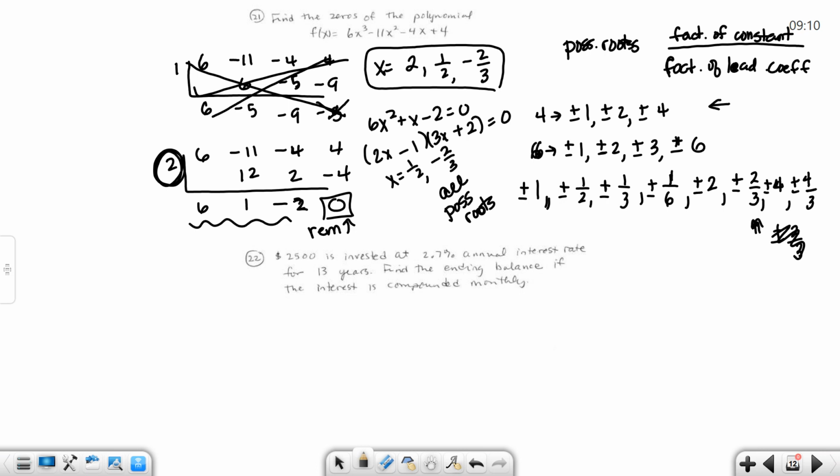All right, 22 and 23 are calculator problems. They're our compound interest problems. We've got to know formulas. So $2,500 is invested at 2.7% annual interest for 13 years. Find the ending balance if the interest is compounded monthly.